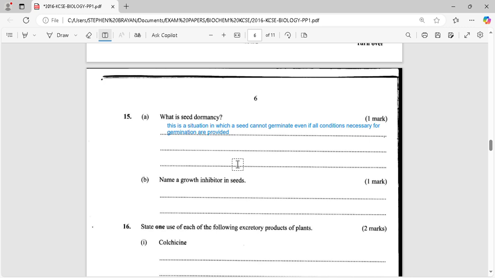And then we come to this other one, where you're now asked, name a growth inhibitor in seeds. There is only one growth inhibitor in seeds. We are talking about a substance that inhibits germination. The growth inhibitor in seeds is called abscisic acid.